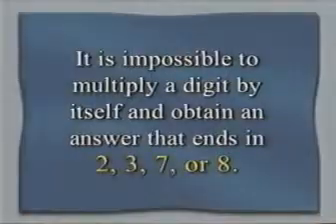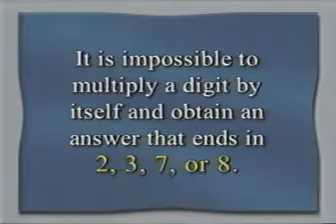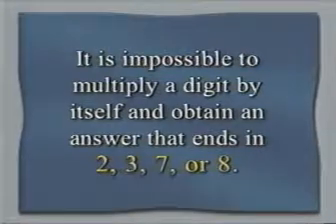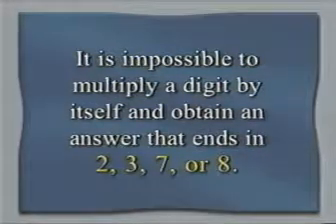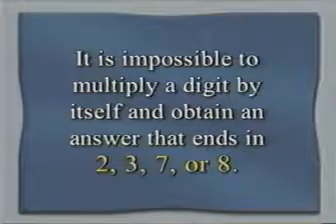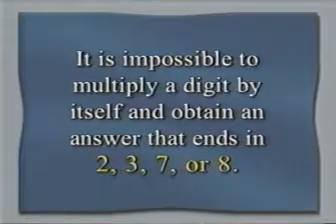One interesting pattern that exists when looking at the square roots of numbers is that the digit in the ones place of a square number can be looked at and something about its square root is known. It is impossible to multiply a digit by itself and obtain a number that ends in 2, 3, 7, or 8. Which means if we have a counting number that ends in 2, 3, 7, or 8, I don't care how small or how large it is, its square root is not a whole number and must be irrational.